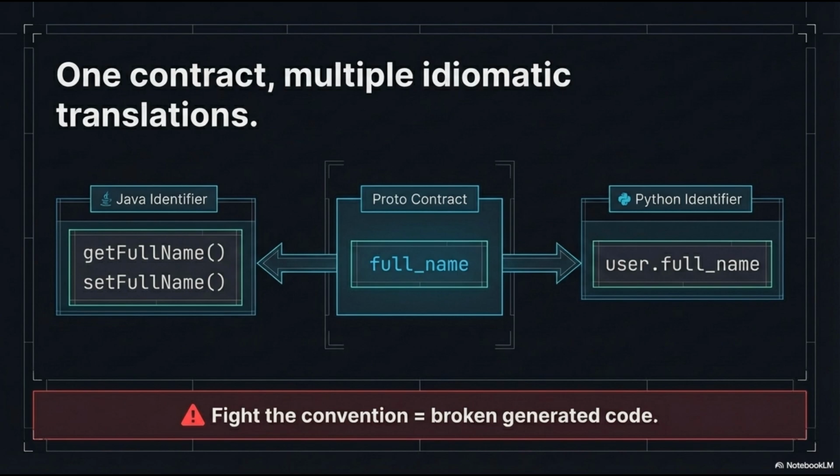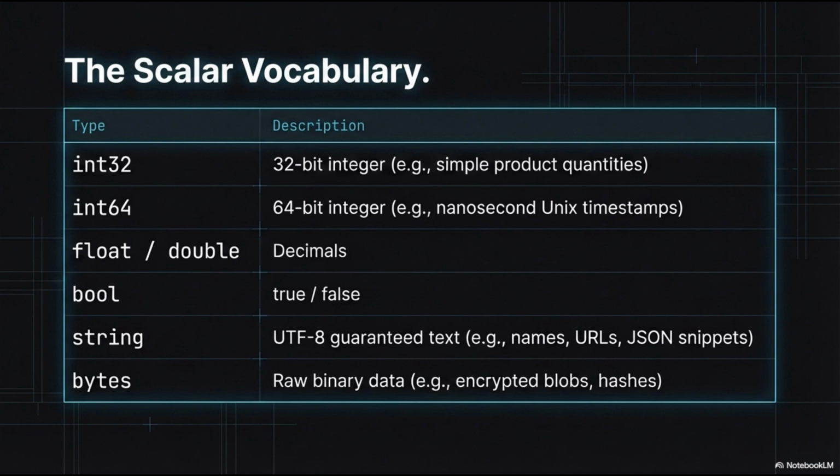So inside these messages, we have our vocabulary, the built-in scalar types. Now, we're not going to insult your intelligence by explaining what a Boolean or a 32-bit integer is. You use those every day. But we do need to look at how Protobuf handles them under the hood compared to native languages. The core numerical types are straightforward. You've got int32 and int64 for integers, float and double for decimals. The distinction between 32-bit and 64-bit is largely just about reserving the necessary memory space in the generated code, right? Pretty much. A Unix timestamp in nanoseconds requires an int64, but a simple product quantity is fine in an int32.